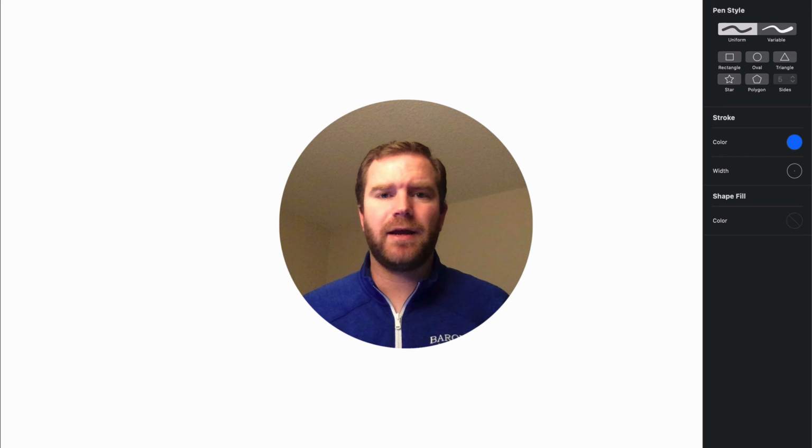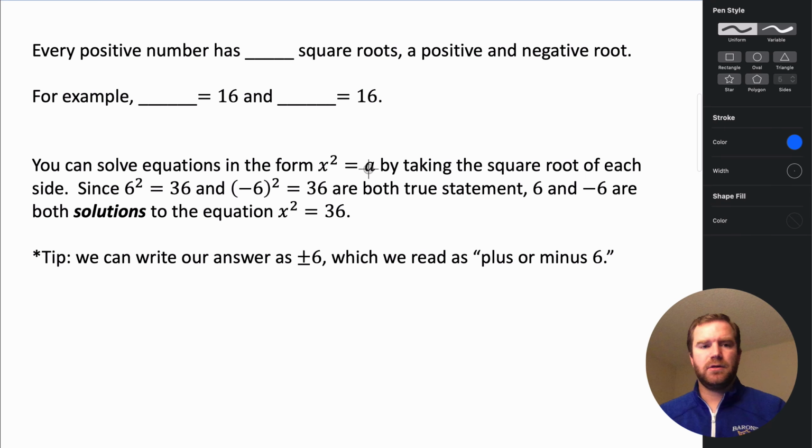In this video, we're going to be looking at the second method that we can use when solving quadratics. That method is going to be the method using square roots. So every positive number has two different square roots. It has a positive root and a negative root.